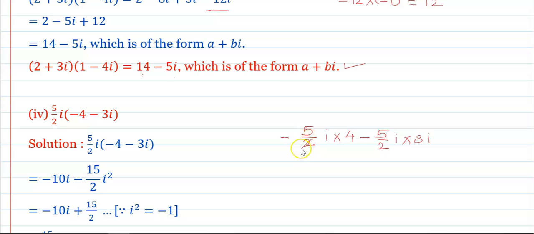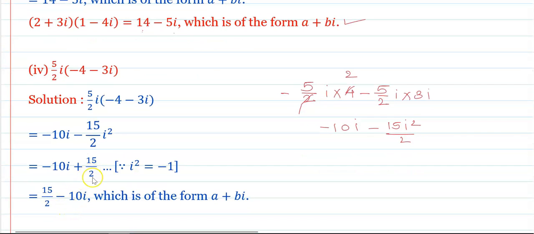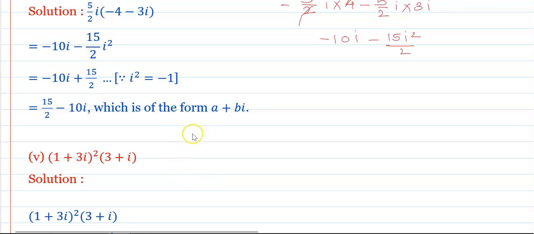Simplification: 2 ones are 2, and 2 twos are 4, so here you will get -10i. Next is -15i² upon 2. But i² is -1, and this minus and minus that will become plus. Hence -10i + 15/2. It is written as 15/2 - 10i, which is of the form a + bi. 15/2 is the real part and -10i is the imaginary part.